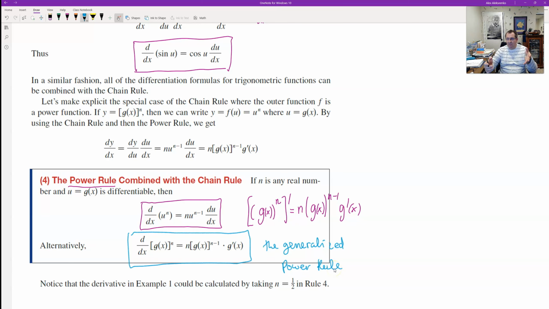Again, it's not an independent formula, and to derive that formula, we needed the chain rule and the power rule combined. So as long as you remember power rule and you remember chain rule, you can rediscover that formula pretty quickly. Nevertheless, it is a shortcut, and oftentimes you will see this formula in a list of differentiation formulas.